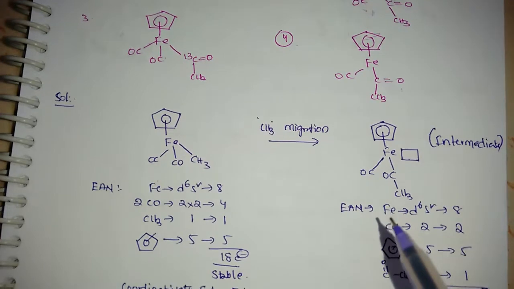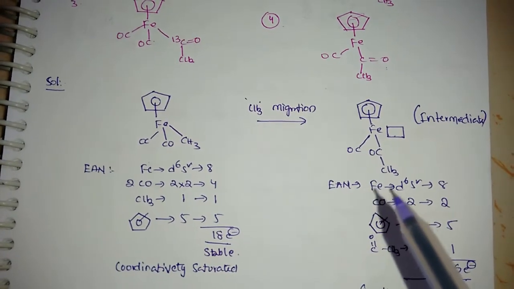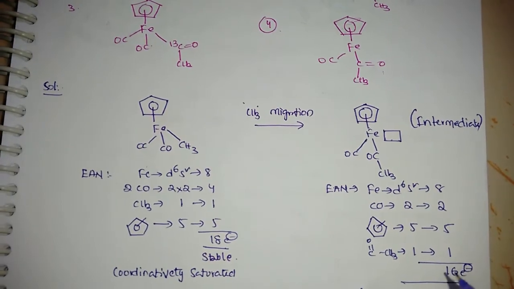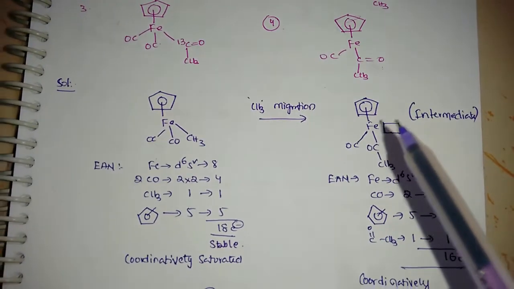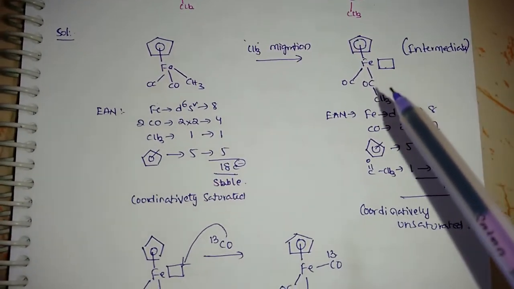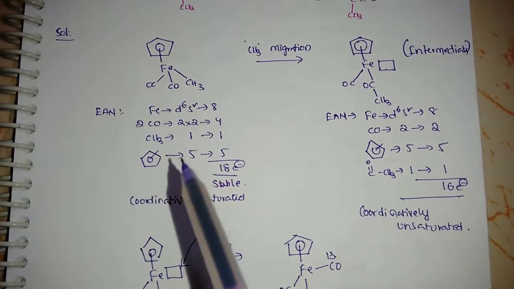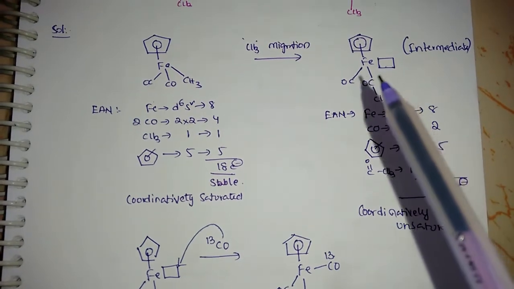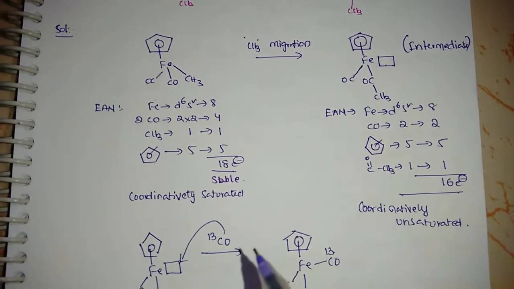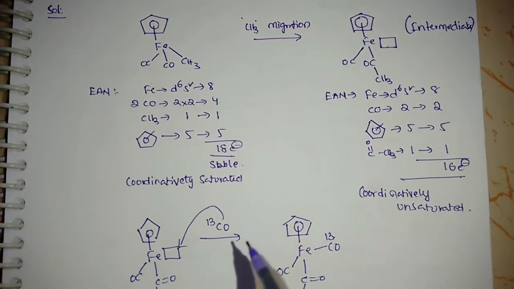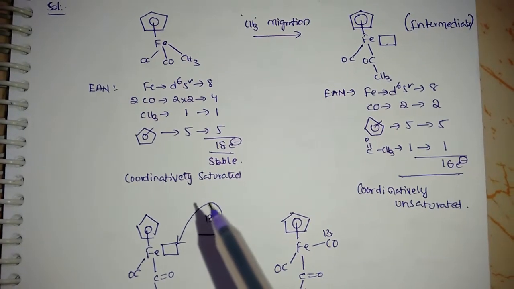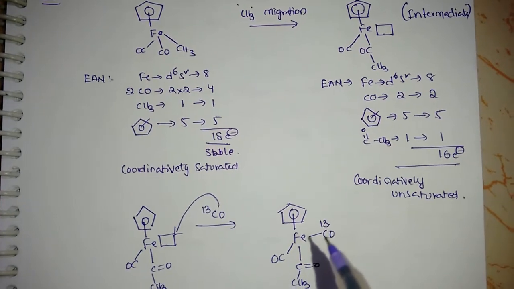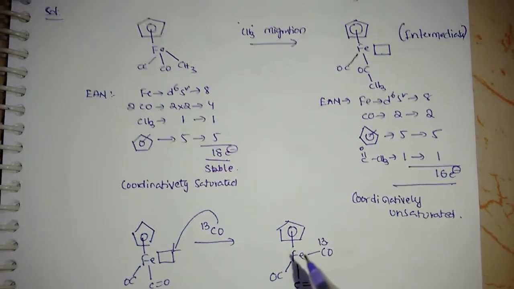If we calculate the effective atomic number for this complex, we obtain 16 electrons. So it is coordinatively unsaturated. That means this one is coordinatively saturated, and this one is coordinatively unsaturated. After this intermediate forms, the 13 carbonyl insertion will take place. Okay, sorry, addition takes place. So finally this complex will form.